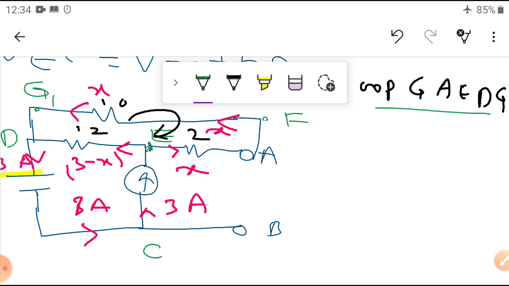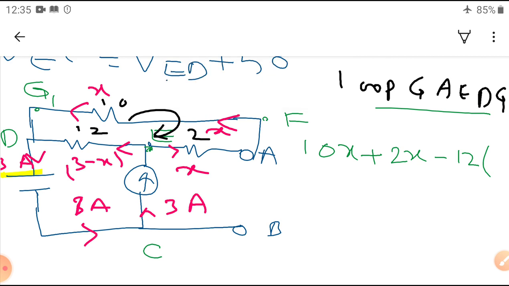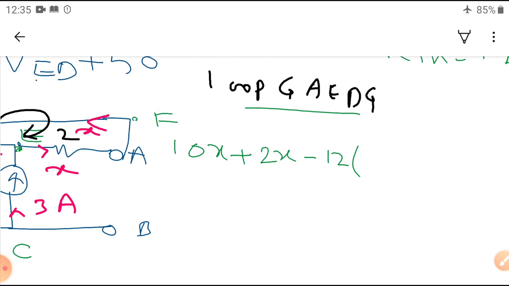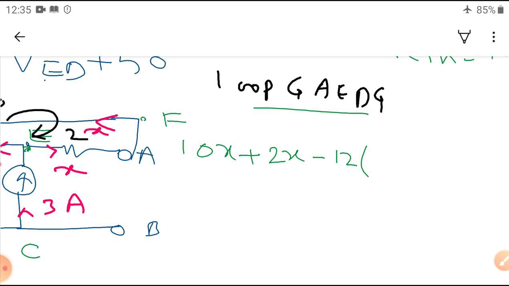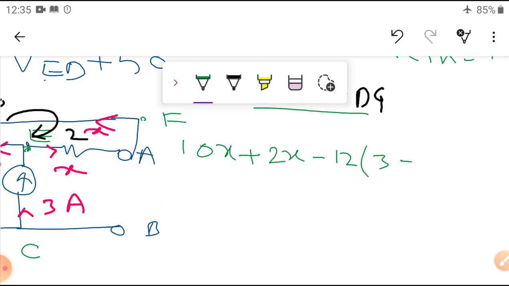Loop is equal to 10x plus x, now it is coming to the 2 ohms, that is plus 2x. Now you can see the same direction, minus, what is the resistance, that is called 12. What is the current now? Current is equal to 3 minus x here, so minus 12 times (3 minus x) is equal to 0, that is a closed loop.